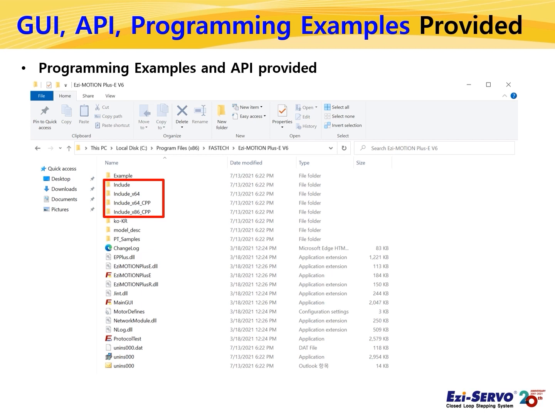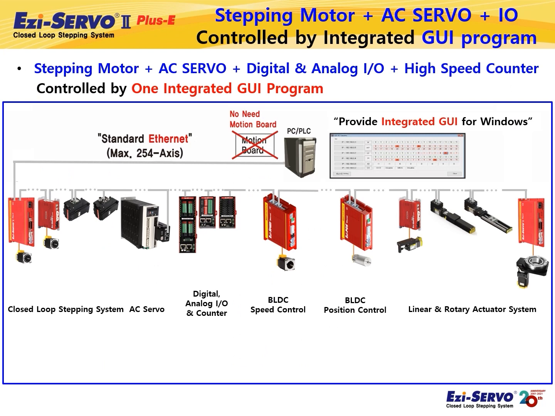For reference, 32-bit API of C# is in include folder, 64-bit API of C# is in include x64 folder, and 32-bit API of C++ is in include x86 CPP folder, and 64-bit API of C++ is in include x64 CPP folder. In summary, in the case of a single application, especially a small device, FASTECH's Ethernet products have built-in motion controller, so a motion board is unnecessary as described before.